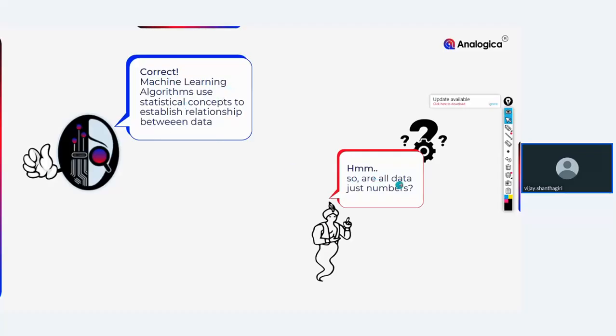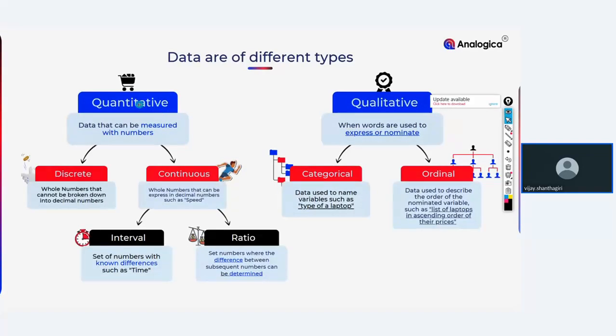So now the next question: are all data just numbers? No, they are not, because some are quantitative, some are qualitative. Quantitative is data that can be measured with numbers; some are discrete, some are continuous. In continuous, some are interval data, some are ratio data. All of it is under quantitative. In qualitative, you're using just words to express it. So there's categorical, there is ordinal.